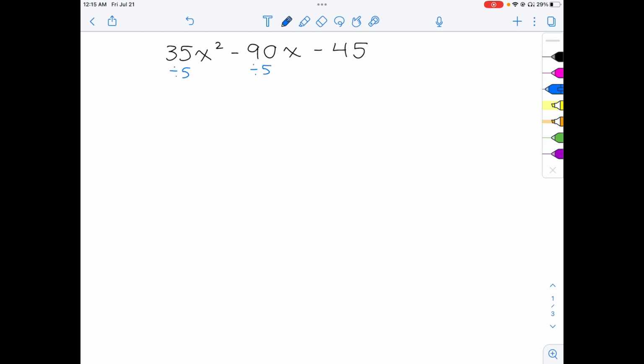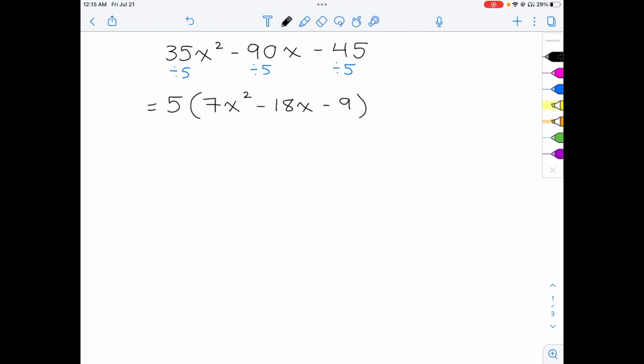This is just common factoring, which we learned from the multi-step factoring video, that you always want to common factor first if you are able to. Okay, so we'll put the 5 out front, and then we have three terms inside. So 35 divided by 5 is 7. The x squared stays the same. Negative 90 divided by 5 is negative 18. x stays unchanged. And negative 45 divided by 5 is negative 9.